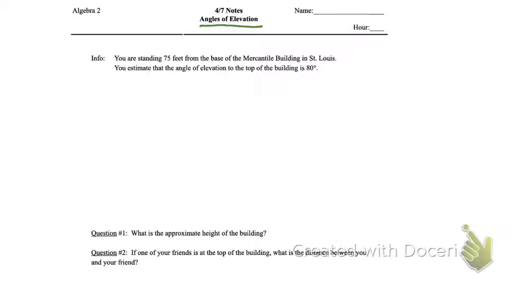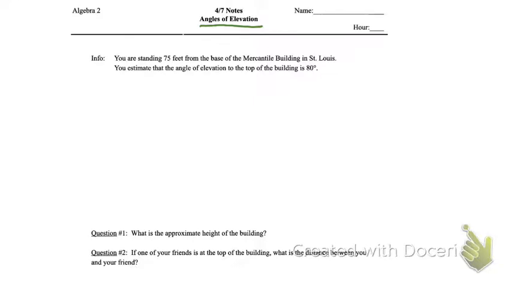Now, if we look at our first problem here, our information we're given: you are standing 75 feet from the base of the Mercantile Building in St. Louis. You estimate that the angle of elevation to the top of the building is 80 degrees. Then I've got two questions that we're going to work off of that information. The first question says, what is the approximate height of the building? Question number 2 is, if your friend is at the top of the building, what is the distance between you and your friend? So we're going to see if we can figure out both of those.